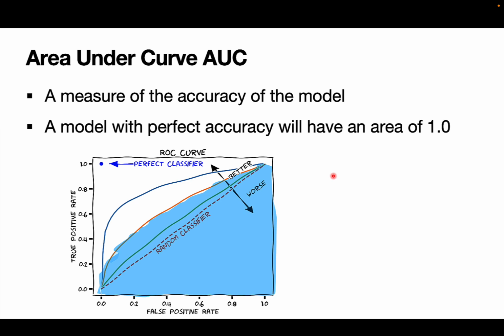The area under the curve, or AUC, quantifies the overall performance. Suppose that AUC equals 1, this means this is a perfect classifier. And if AUC is 0.5, this is a random classifier. So the higher AUC indicates this is a better model.